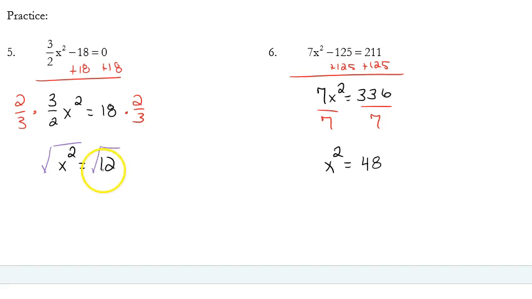I always check if it's a perfect square first. I know a lot of the perfect squares. You might not, so put it in your calculator. If you get a decimal, that means you have to look to simplify this. In this case, it does simplify. I know it's going to be x equals plus or minus when I square root both sides. This becomes 4 times 3, square root of 4 is 2, square root of 3.